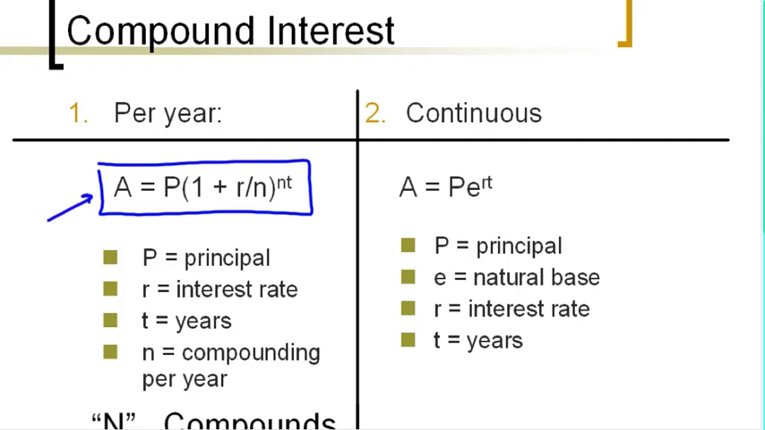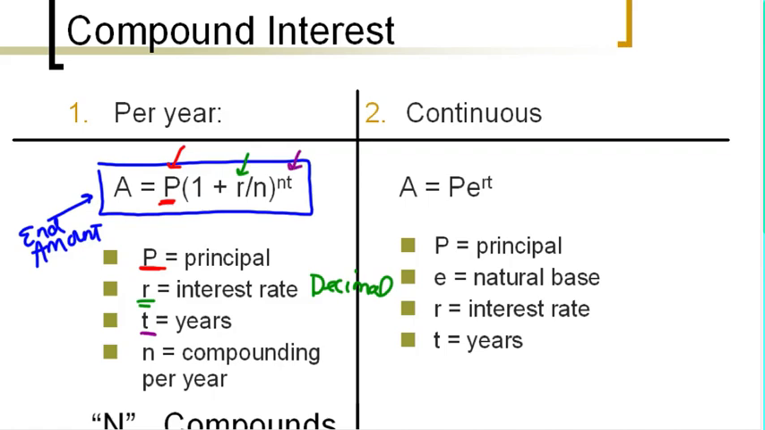A represents your end amount. When you're done with your savings account, what would you have left? P represents your principal, which is your initial amount. R represents your interest rate, and be careful that your interest rate has to be in decimal. So if you have something like 5% as a decimal, it's going to be 0.05. T represents the number of years.